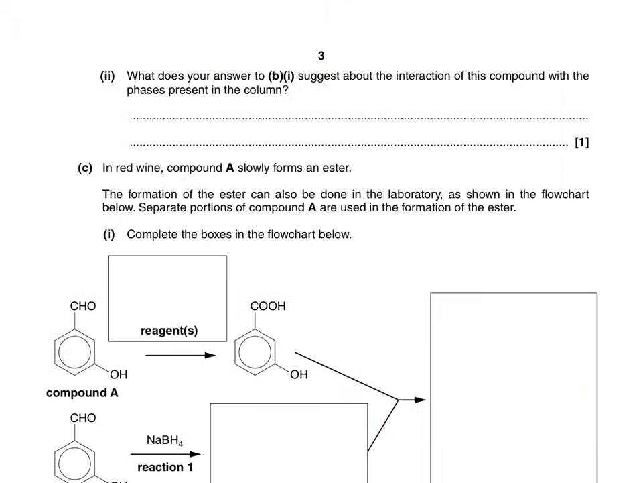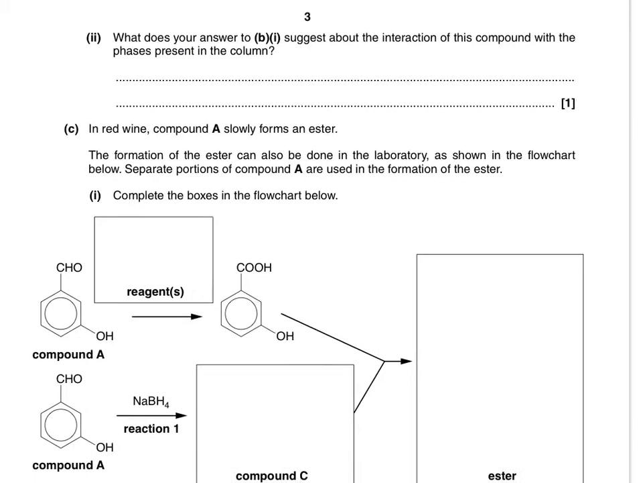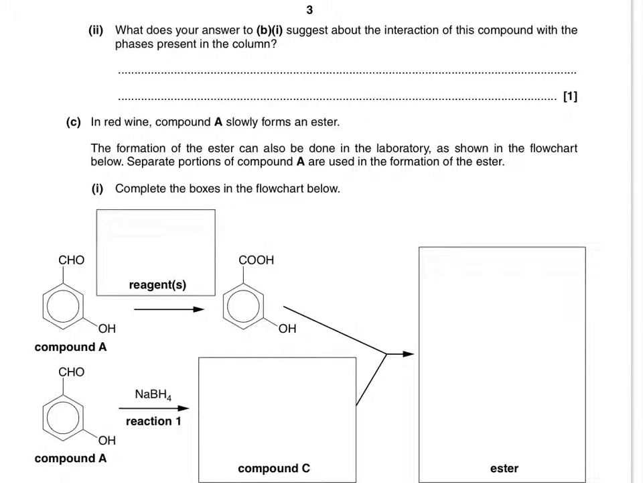Okay, so let's go on to the next page. So it says, what does your answer to B part I, now B part I is the one you've just written, suggest about the interaction of this compound with the phases present in the column. So sometimes people got this question a little bit mixed up. You need to stick to the idea that you're talking about the solubility. Now the correct answer is that compound B is less soluble.